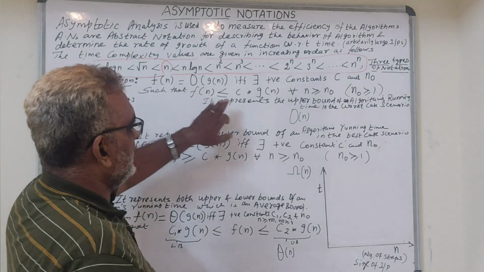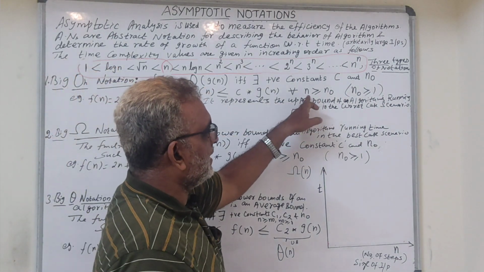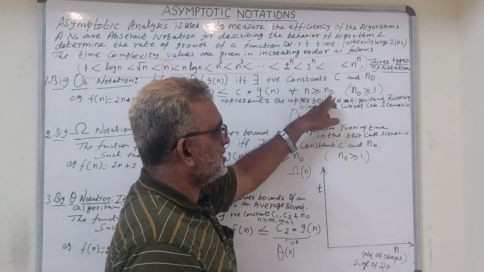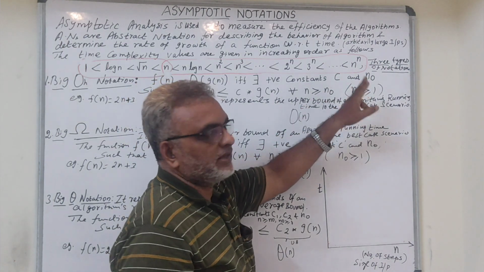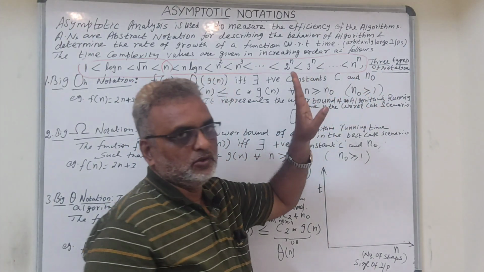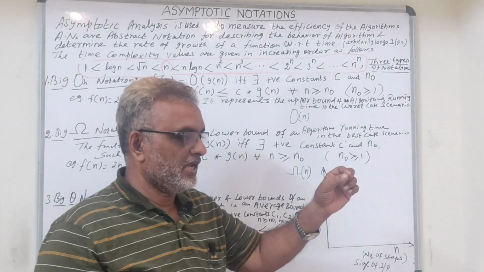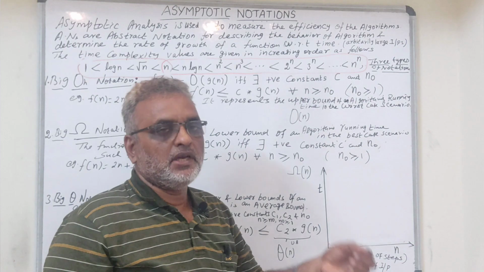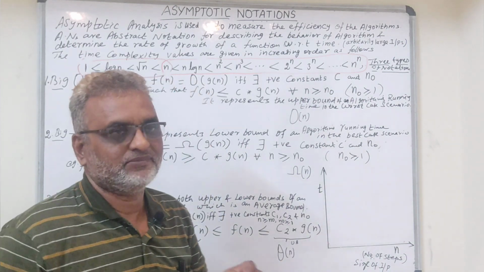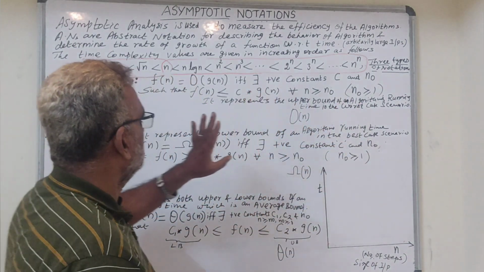So here we are saying that n must be greater than n naught, and n naught must be greater than or equal to 1. That is the minimum value. At least, if we say it is an algorithm, there should be a minimum of one statement. That is the meaning.